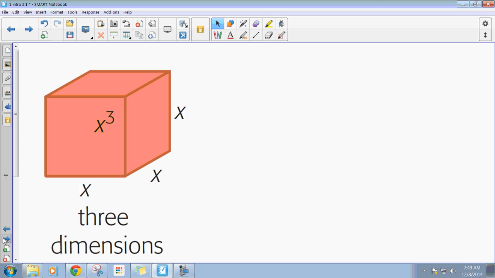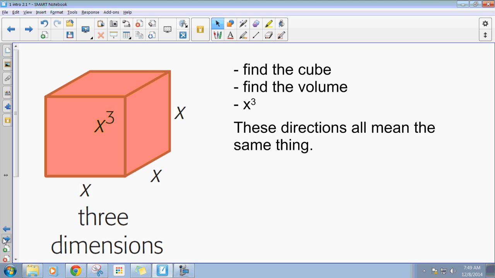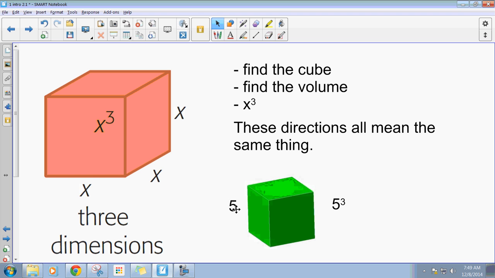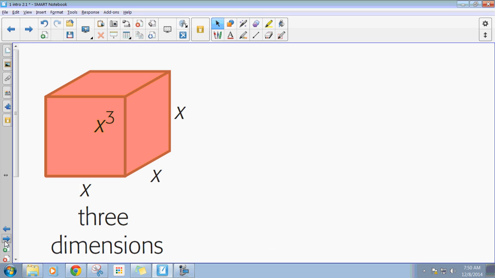So what do the questions look like on this kind? Find the cube, find the volume, or x to the power of 3. These directions all mean the same thing. If they give you the 5 beside the cube, they want you to take 5 cubed, which is 5 times 5 times 5, which is 125.